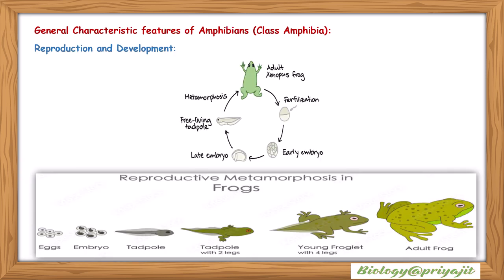Reproduction and development: their sexes are separate. Males usually lack copulatory organs. Fertilization is external in moist places, though some show internal fertilization. Their eggs are large, yolky and mesolecithal. Development is indirect, with a tadpole larva undergoing metamorphosis. Cleavage is holoblastic but unequal in nature. They have no extraembryonic membrane.